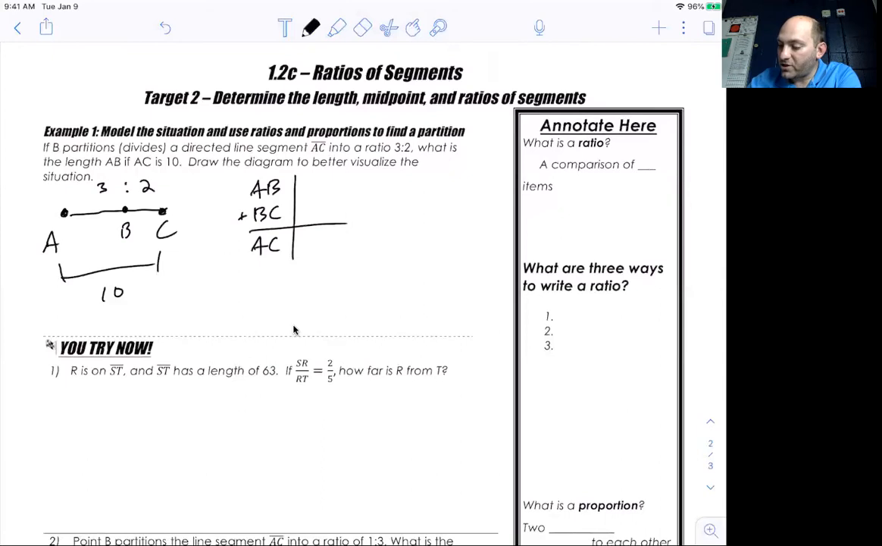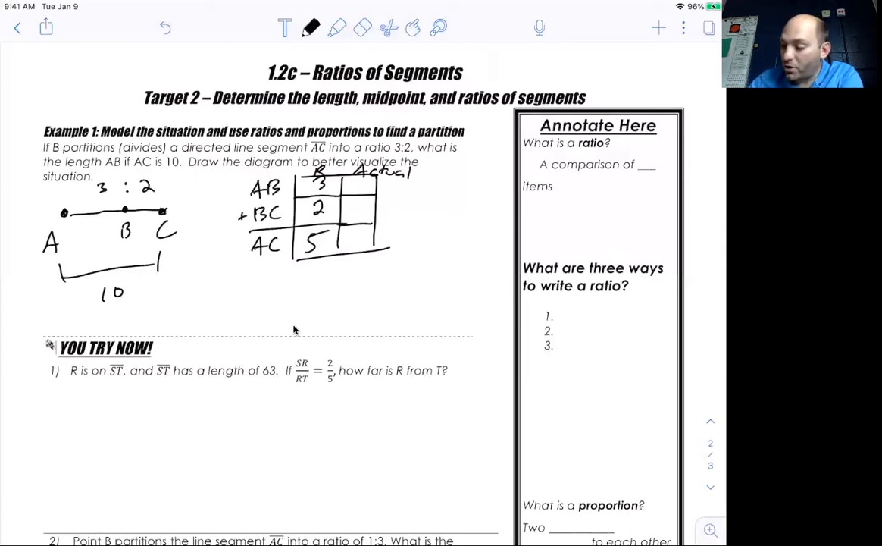Well, if I do my ratios, I'm going to do that same way. 3 and 2 are my ratios. The whole thing is 5. So now that I have that, I'm going to take this a little bit further. This is my full box right here, my ratio and actual lengths. Here are my ratios, and this last one is going to be my actual length.